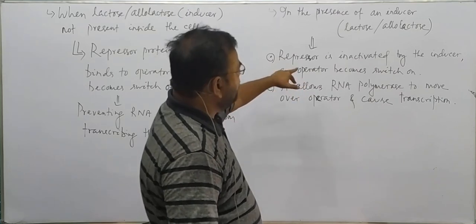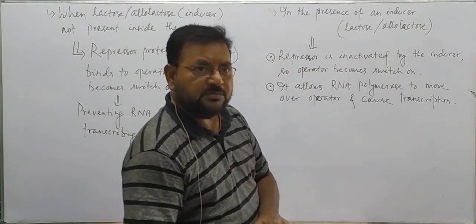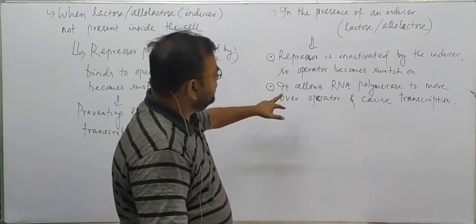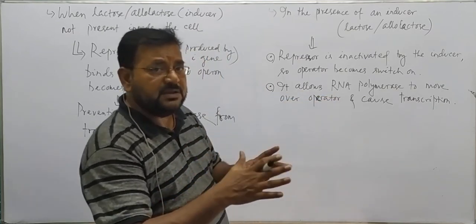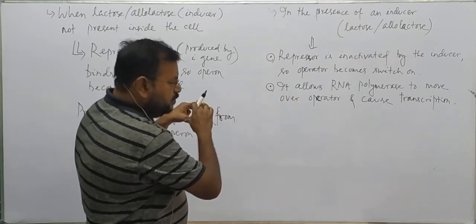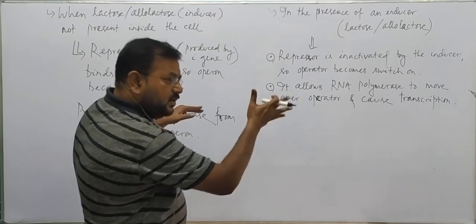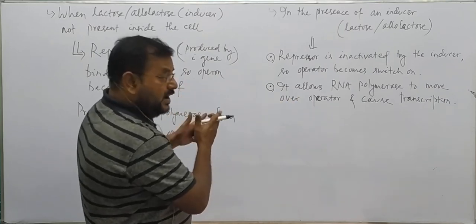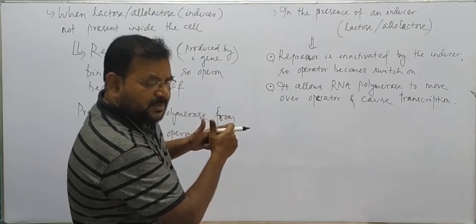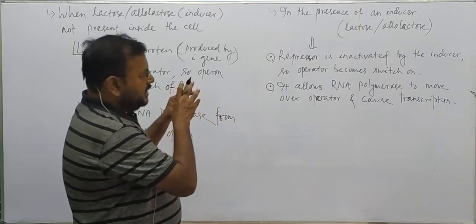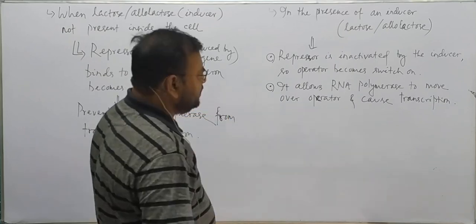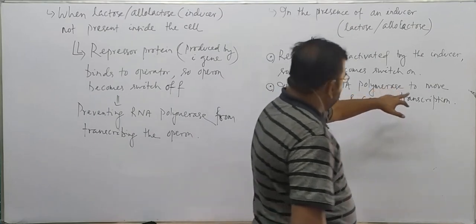So if the operator becomes switched on, that means the lac operon becomes switched on, and regulation of gene expression begins. It allows the RNA polymerase, which is present at the promoter site, to go to the structural genes. From the promoter, it will move over the operator and go to the structural genes for transcription. When the operator is switched on, that means the operator is not bound by the repressor. Then the RNA polymerase present at the promoter site moves over the operator and reaches the structural genes.